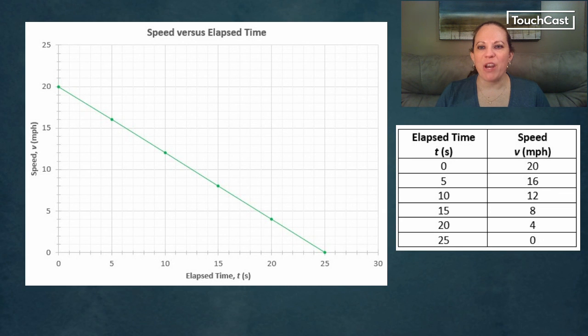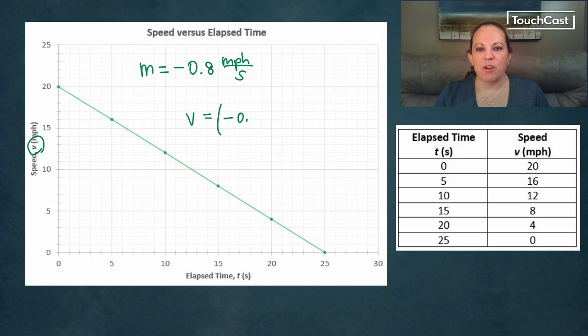And also recall from video 1, this speed versus elapsed time graph. We found in that video that the slope for this data set is negative 0.8 miles per hour per second. So here, to construct our mathematical model, we can take our dependent variable symbol, v. That will be equal to negative 0.8 miles per hour per second multiplied by our independent variable symbol t, and then we will add our y-intercept 20 miles per hour.